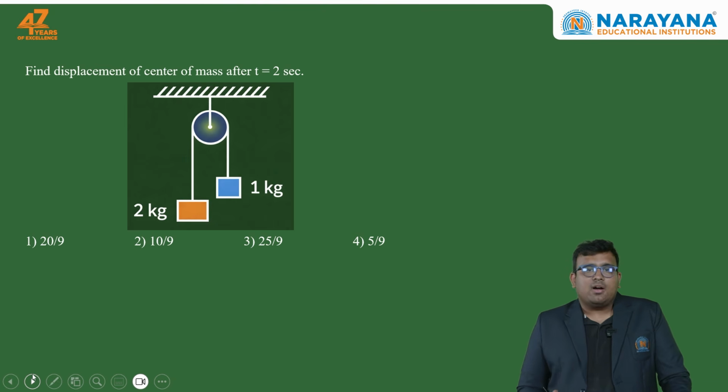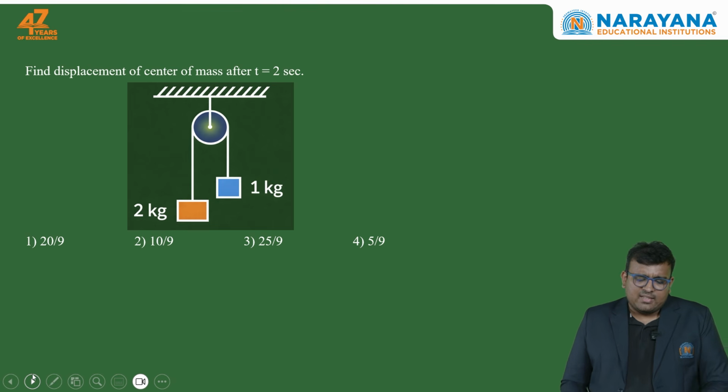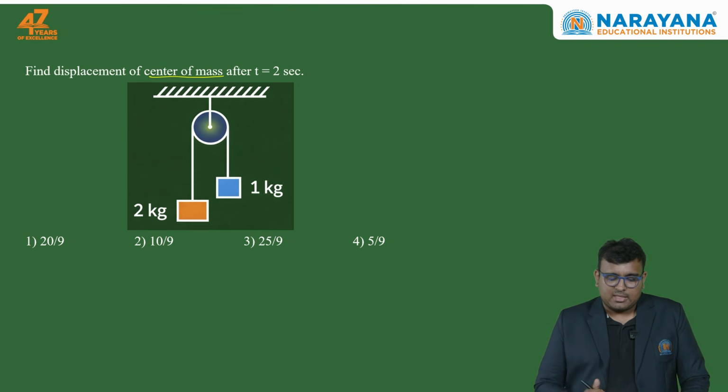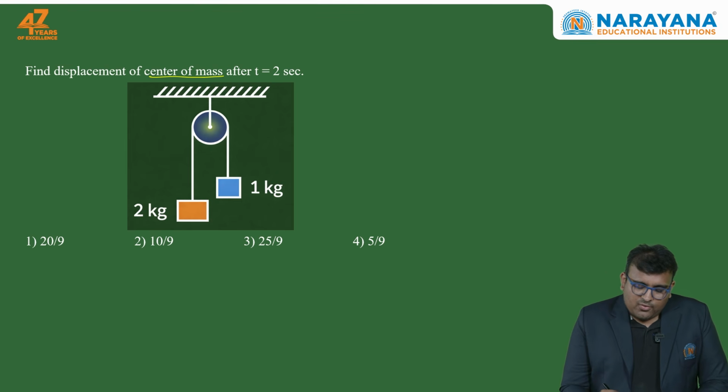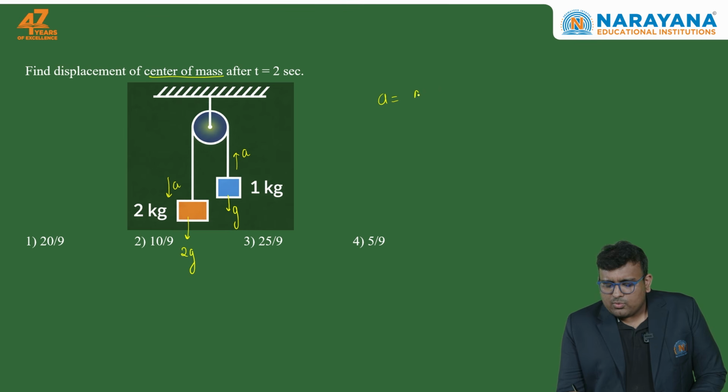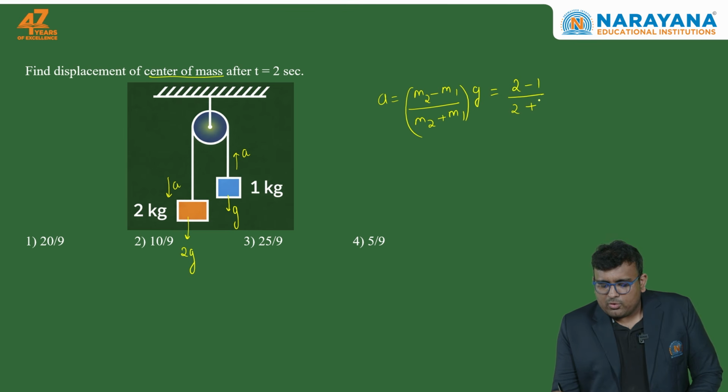So we here have an Atwood machine. They said to find the displacement of the center of mass, not the body basically, center of mass. First of all, we know that this will go down. This is 2g. This will be having g. This will go down with an acceleration a. This will go up with an acceleration a. And I can say that a will be equal to m2 minus m1 divided by m2 plus m1 into whole g, which will give us 2 minus 1 by 2 plus 1 into g, that will be g by 3.